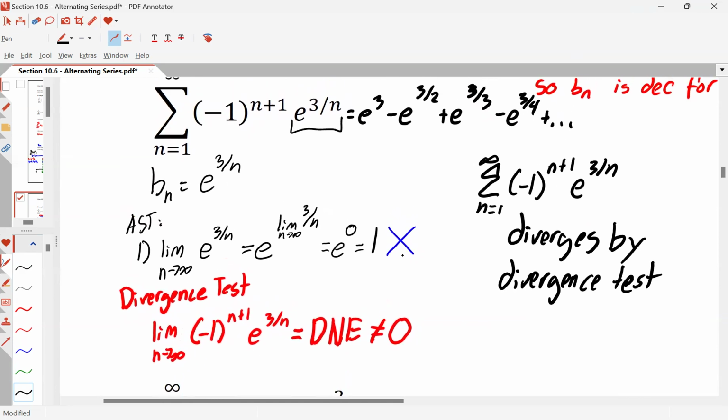Okay, so if that first property of the alternating series test fails, look at the divergence test next.